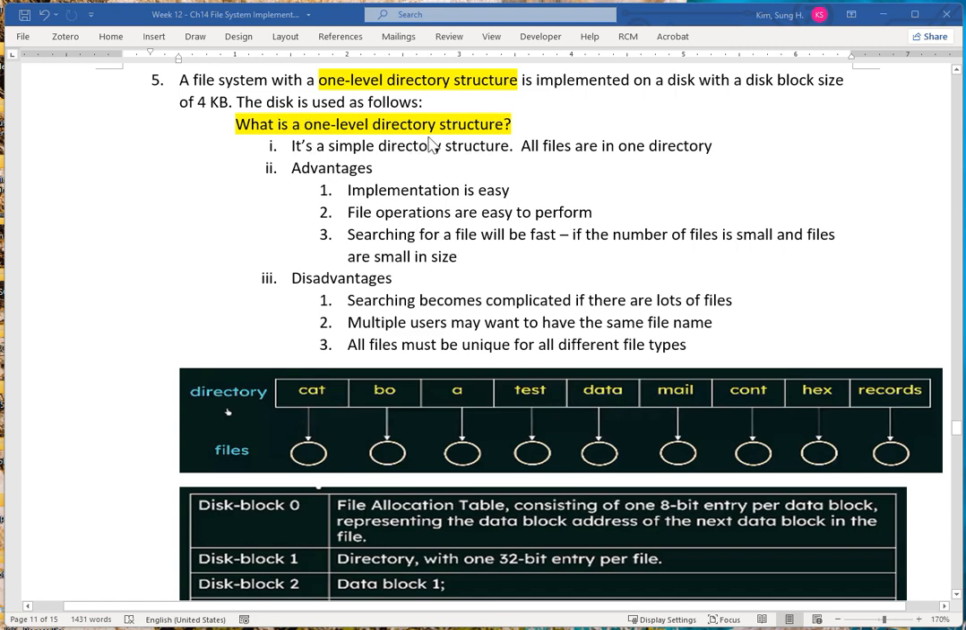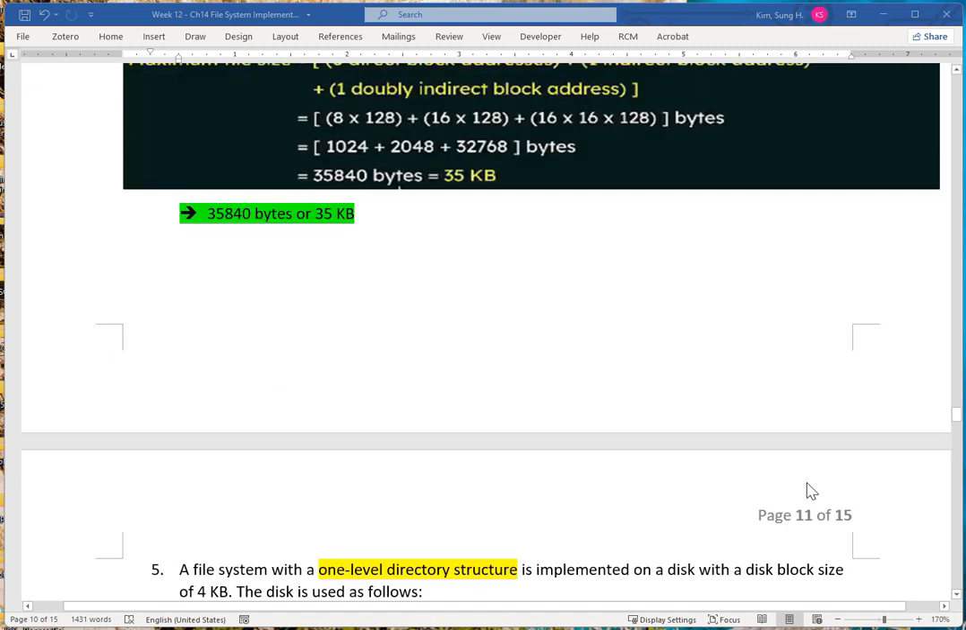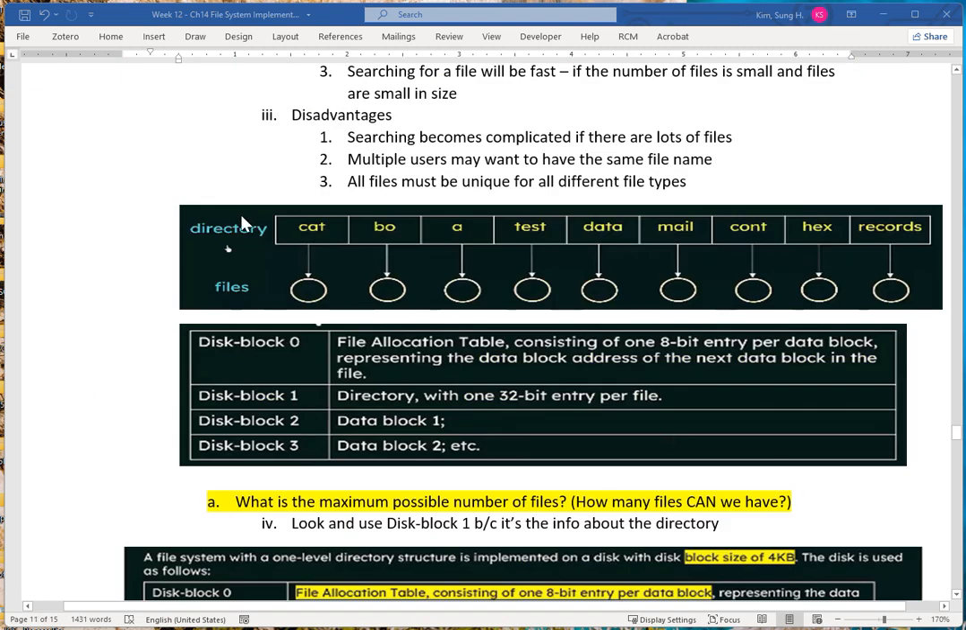What is a one-level? I guess these are just my notes. Anyway, it'll look kind of like this. There will be only one layer. There's not a single indirect or double indirect, kind of like that. Okay, so let me get back up there. So it'll just have one layer that points directly to the files, in that directory.